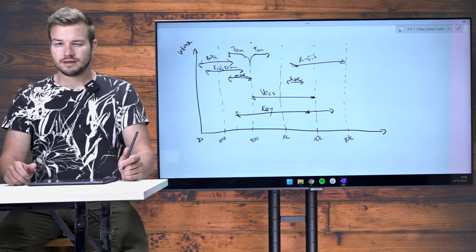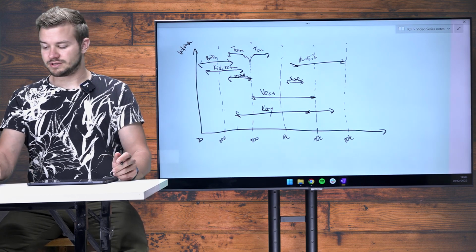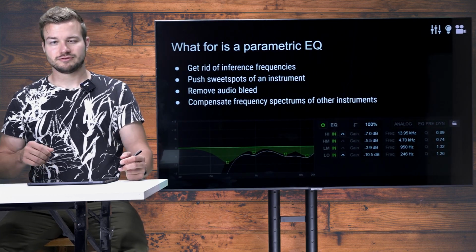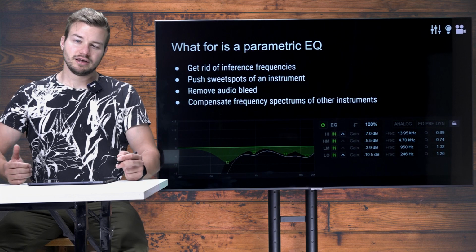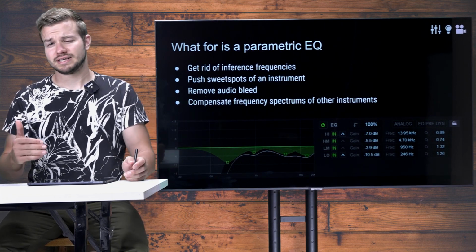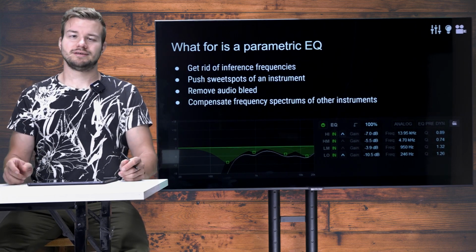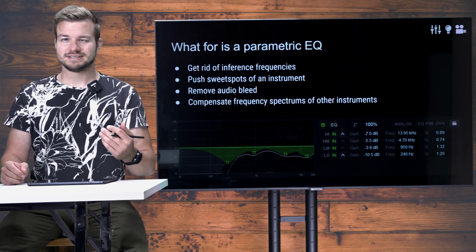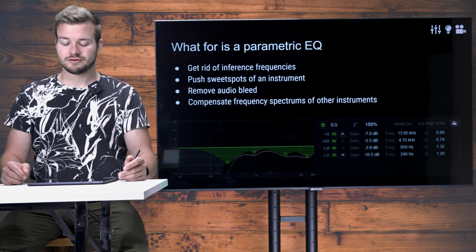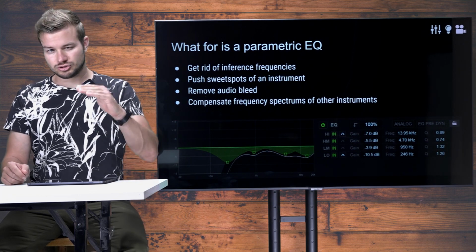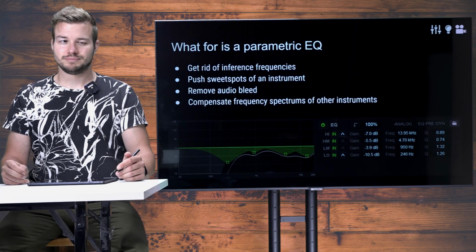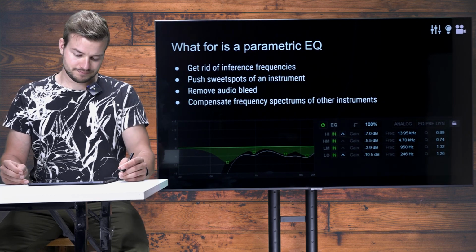So our goal, and this is also what bullet point number 4 here says, is to compensate frequency spectrums for other instruments. So what does that mean? If the instrument is not really important at a certain point in the frequency spectrum, you can try to turn this frequency down a little bit. Don't switch it off completely, but turn it down a little bit so that the other instrument where it is more important can be heard.